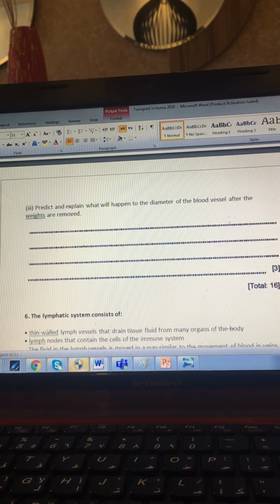So for 1 mark, it can get back to the original size and shape. The second mark, because it can contract and recoil because of having a thick wall. The third, to withstand high blood pressure. This is the predict and explain. Explain also, we mentioned the reason.